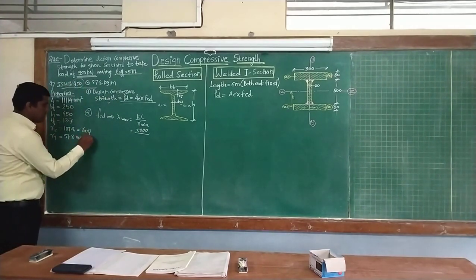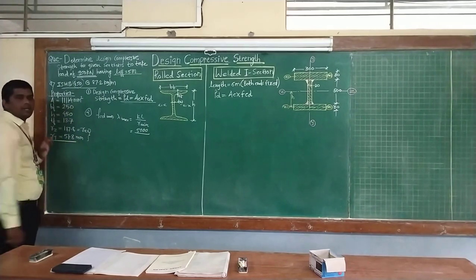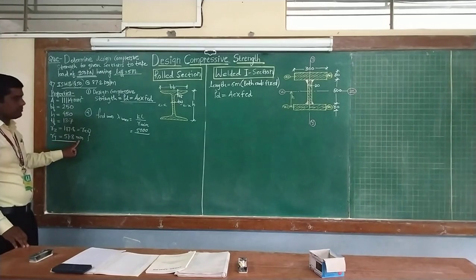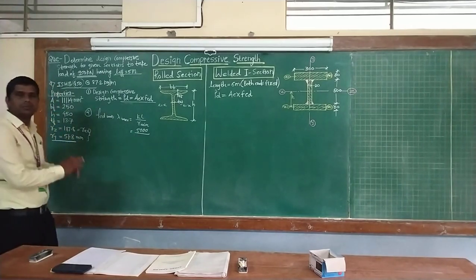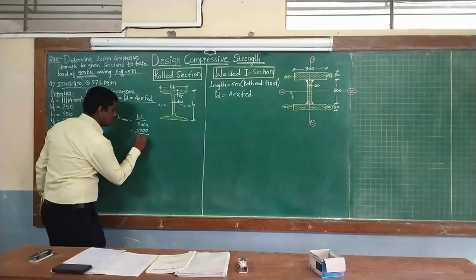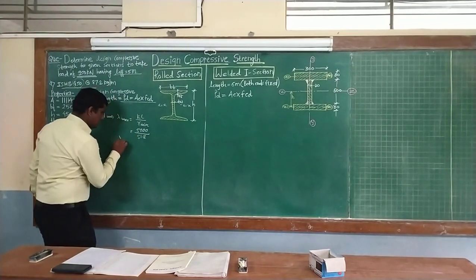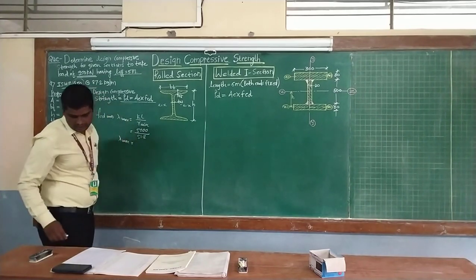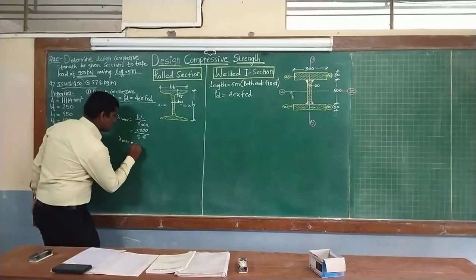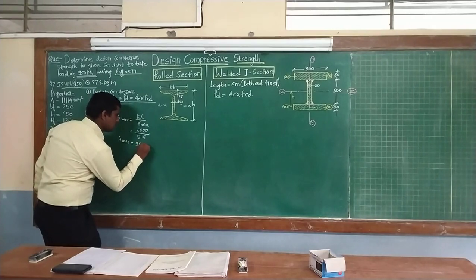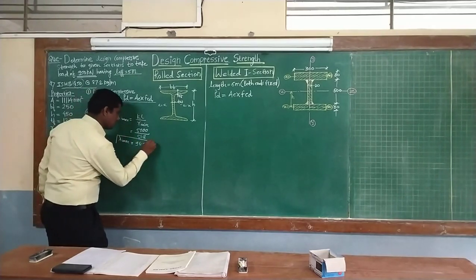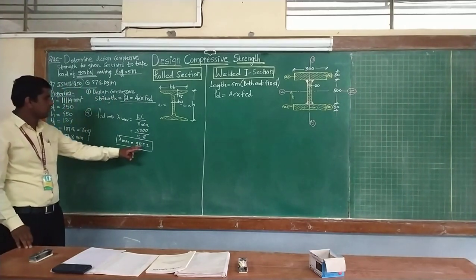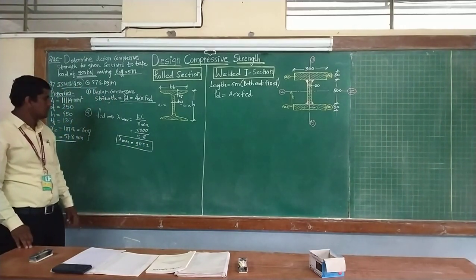Out of these two values, the radius of gyration along the y-axis, that is 51.8 mm, is the minimum. That value we are going to choose, 51.8. So lambda max is equal to 96.52. That is the answer for lambda max, the effective slenderness ratio, 96.52.